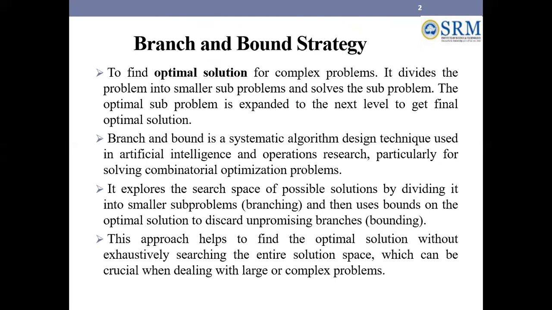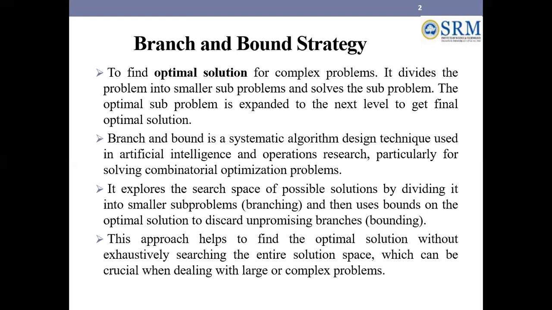For maximization problem, value should be maximum. Maximum value is the optimal solution. For minimization problem, minimum value is the optimal solution. Here, the problem is divided into number of sub-problems and solve the sub-problems level by level. Branch and bound techniques solve the problems in multiple levels.